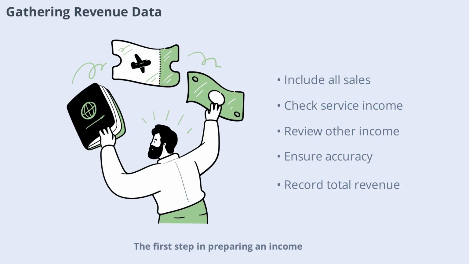The first step in preparing an income statement is to gather all your revenue data. Revenue, also known as sales or income, is the total amount earned from selling goods or services before any expenses are deducted. Make sure to include all sources of revenue such as product sales, service fees, and any other income streams. Accurate revenue figures are the foundation of a reliable income statement, so double-check your records and ensure nothing is missed. With your revenue data in hand, you're ready to move on to the next step.